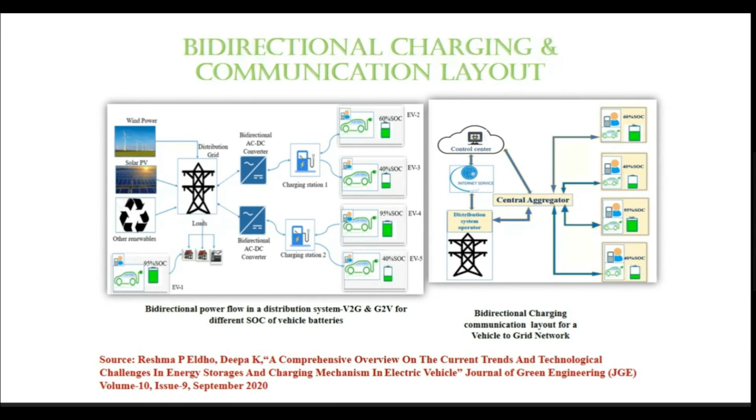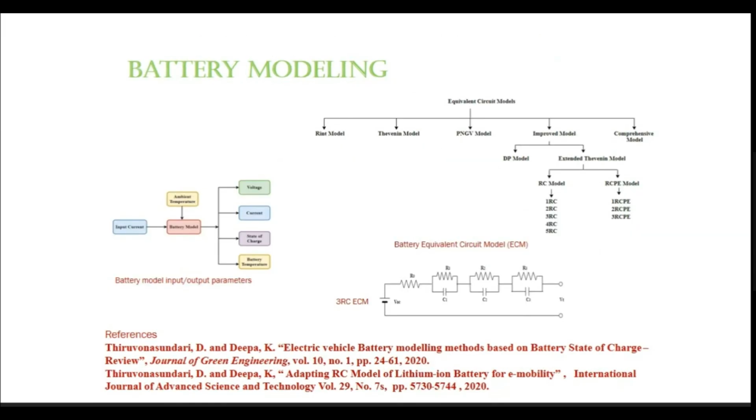electric vehicle with coordinated and uncoordinated charging. This is for BMS, battery management system. What are the different mathematical models available? So finally, we have analyzed and we have come up with a solution that the 2RC model of a battery is best suited for any electric vehicle applications.